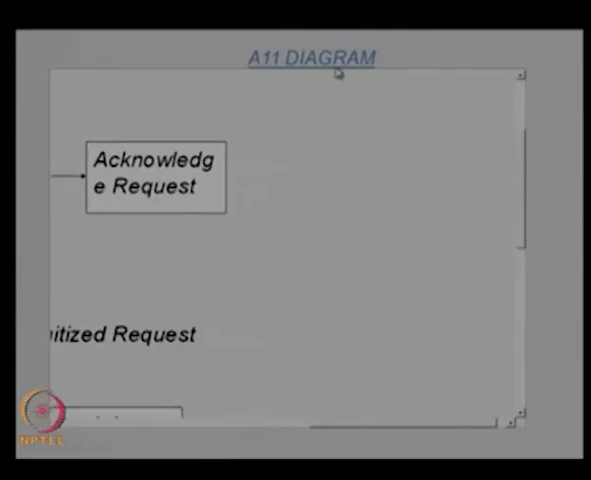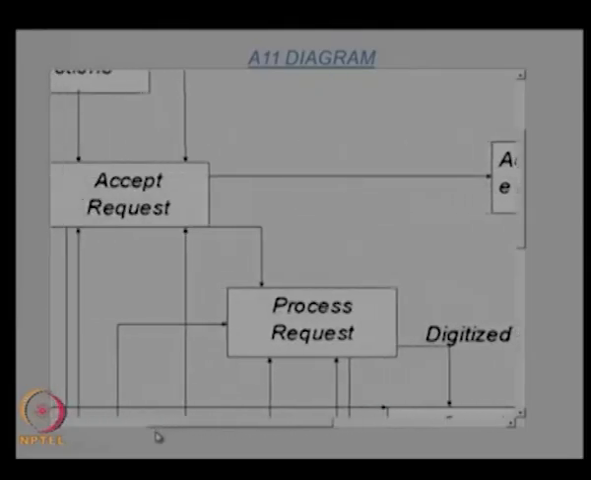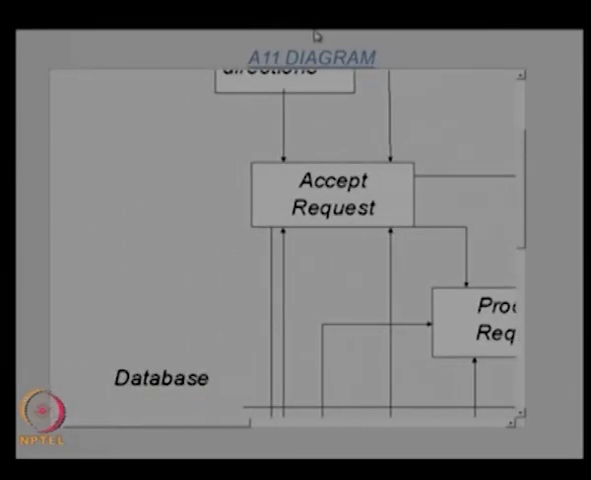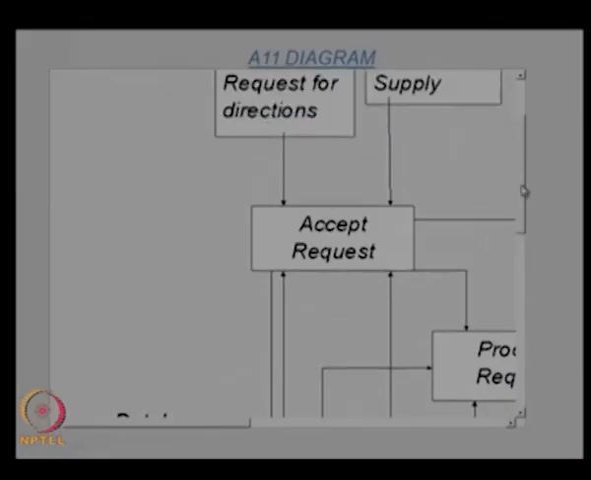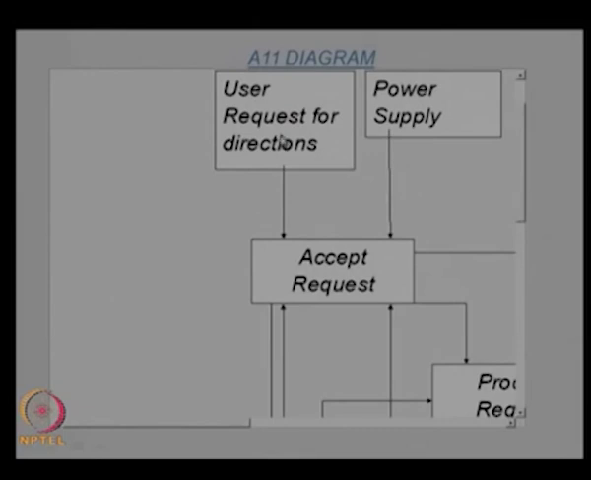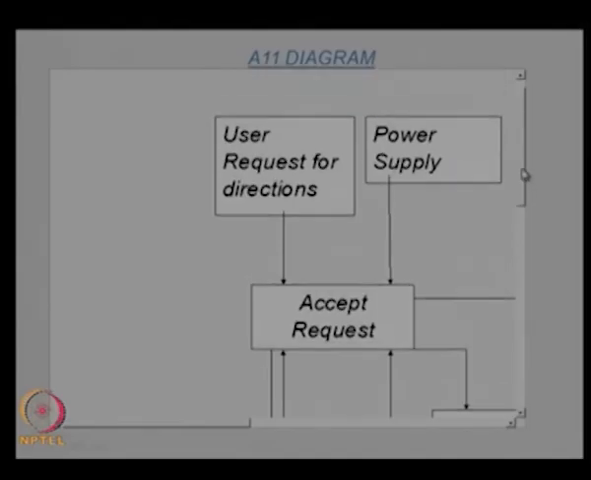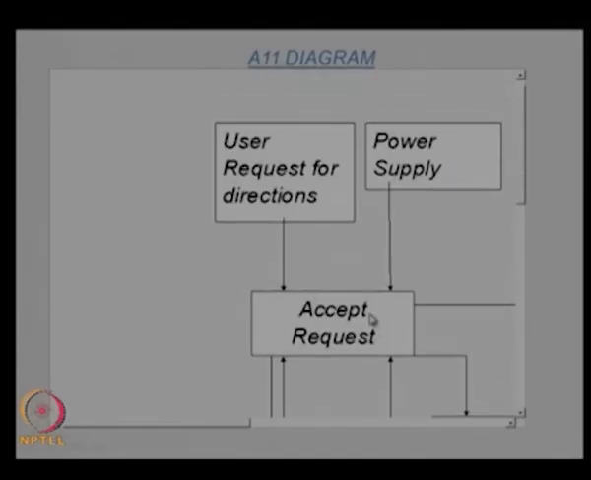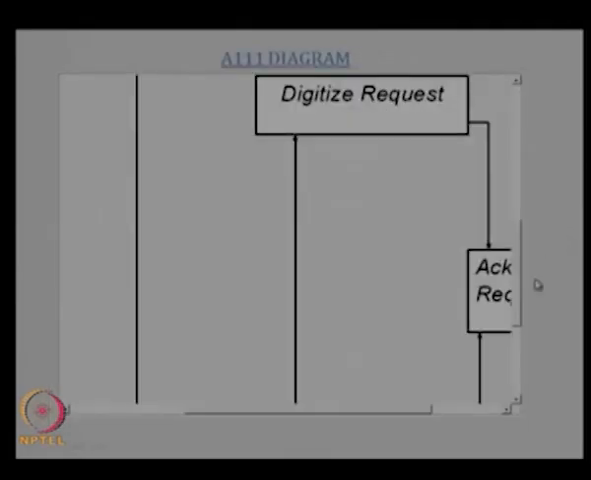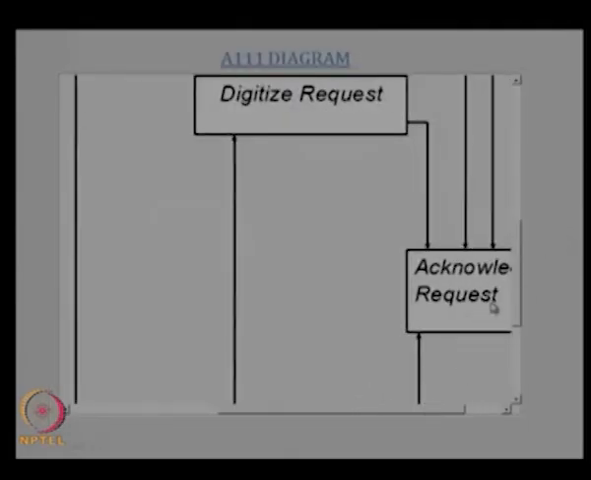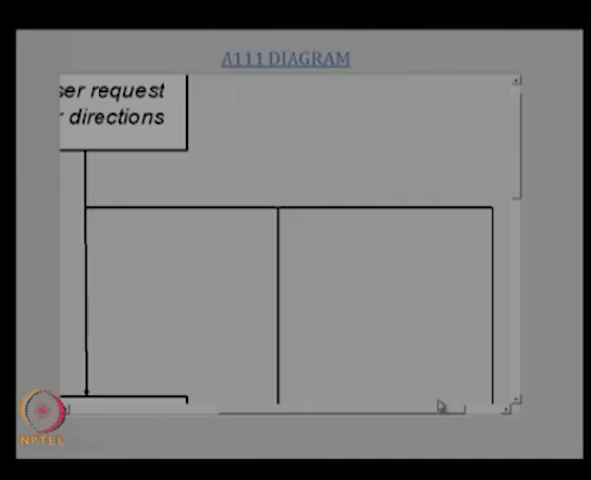So, this diagram is known as A11 diagram. Here actually we are decomposing the A1 function into 4 functions. Now, all these functions can be decomposed further into small functions. So, we take one function here and then try to decompose that into small functions. We can take accept request as one function, A11 function, and then we will decompose this into sub functions. So, that is shown here. The accept request function is decomposed into small functions here.